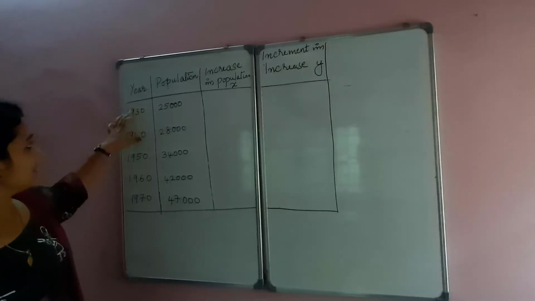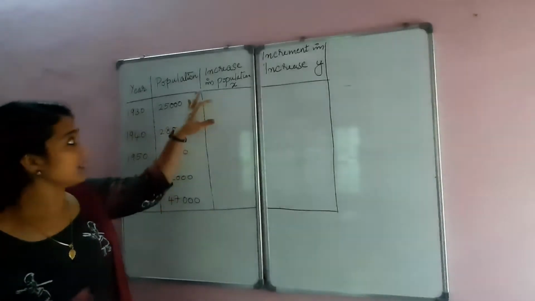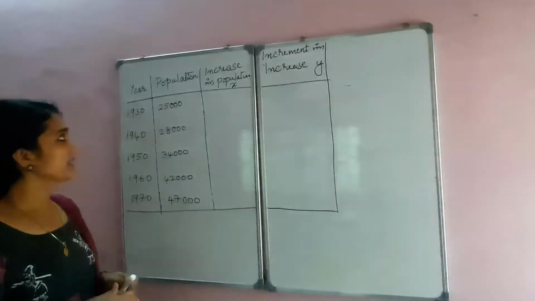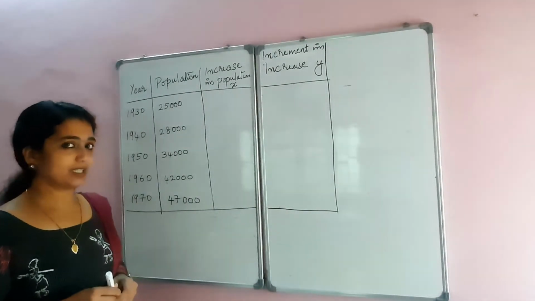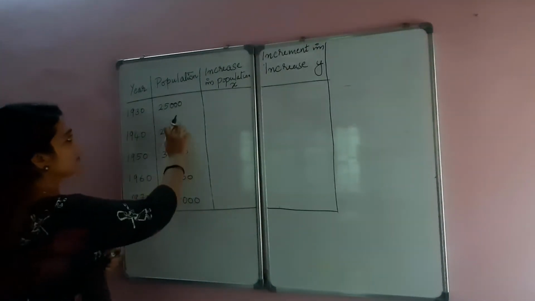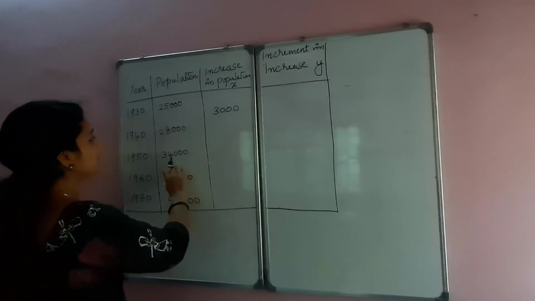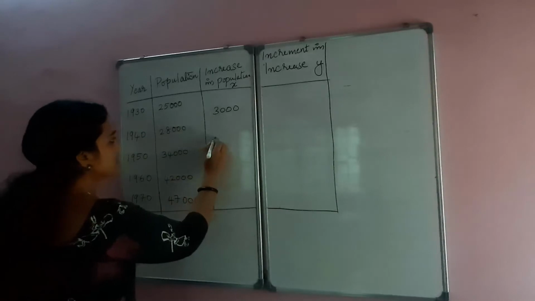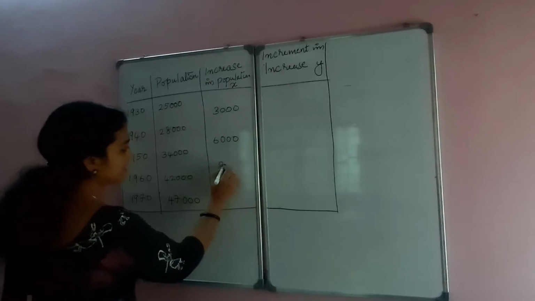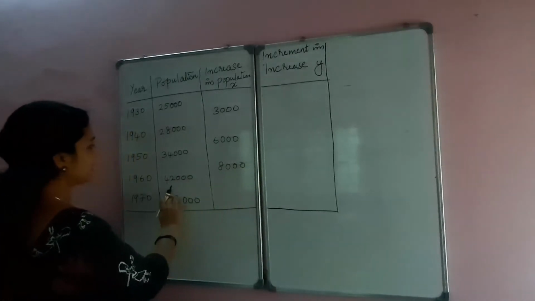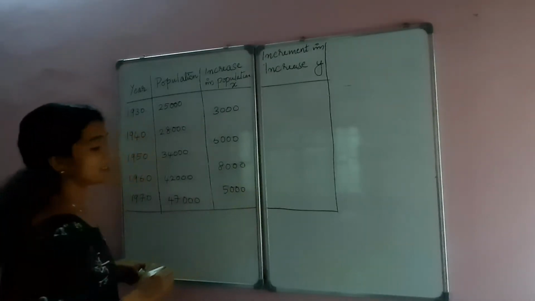The year is given and the population corresponding to the decade is given. First we have to calculate the increase in population, as we already did in the arithmetical and geometrical increase methods. 28,000 minus 25,000, that is 3,000. 34,000 minus 28,000, 6,000. 42,000 minus 34,000, that is 8,000. 47,000 minus 42,000, that is 5,000. This is the increase in population.